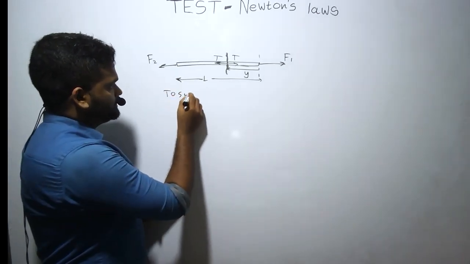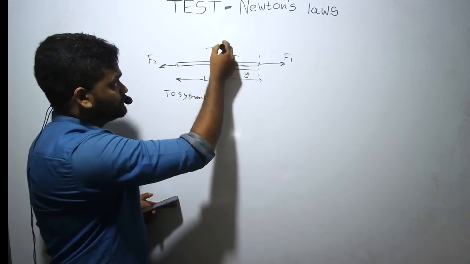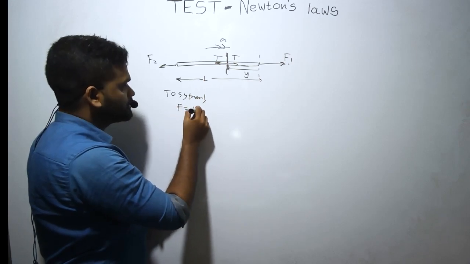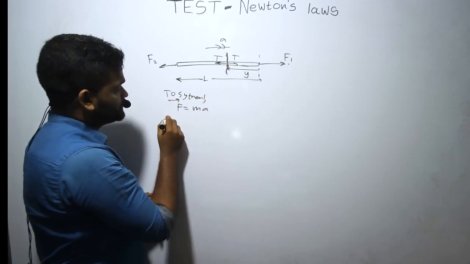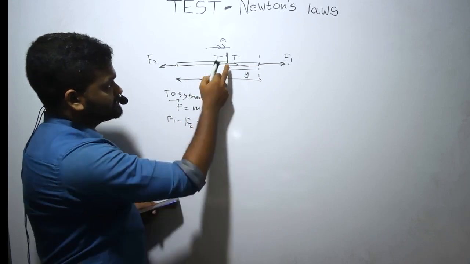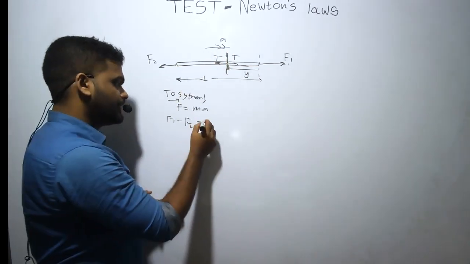But here I'm applying for the whole rod because I need to find the acceleration of the rod. This is larger, so it accelerates to this direction. So the forces are F1 to this side and F2 to this side. These tensions are not included, right? Because these are internal forces.